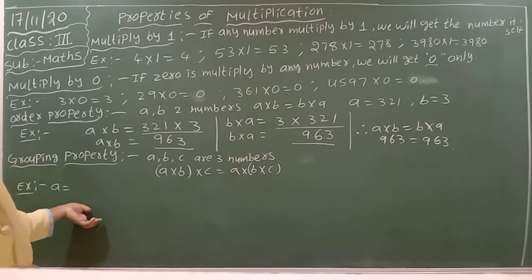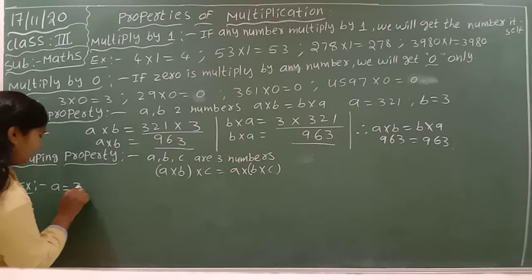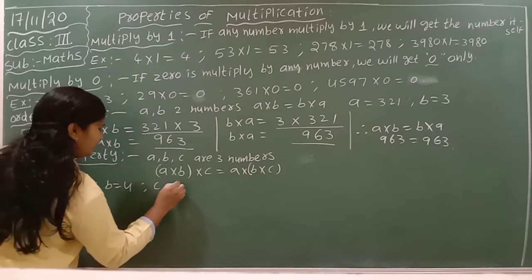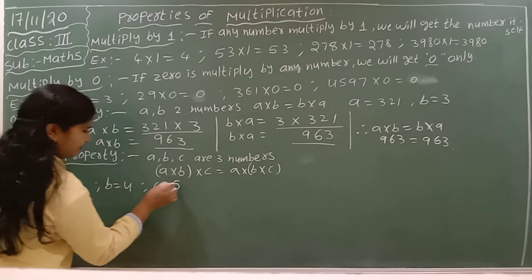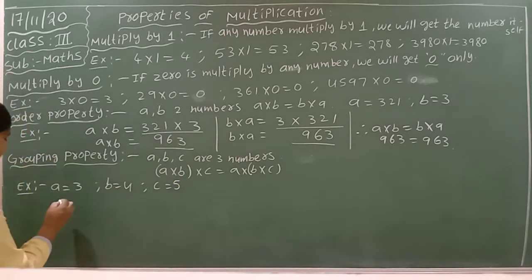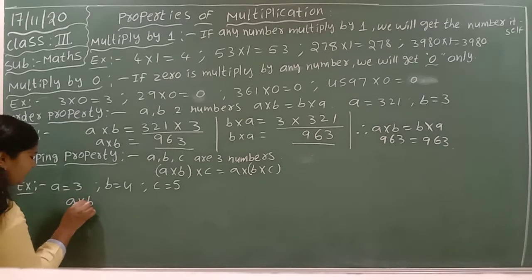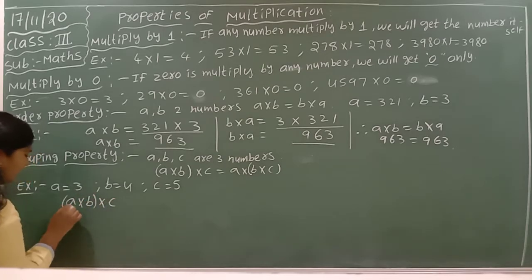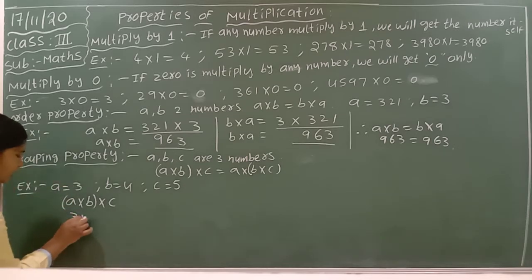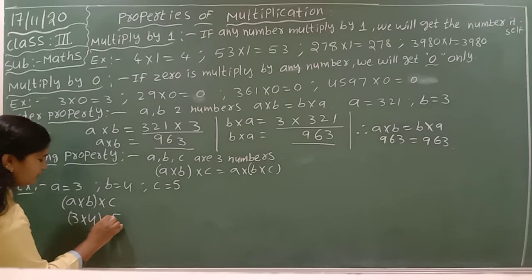Here I am taking small numbers. A is equal to 3, B is equal to 4, and C is equal to 5. Now you can multiply this part, that is A into B into C. A and B I am keeping in a box. A means 3, into B means 4, into C means 5.